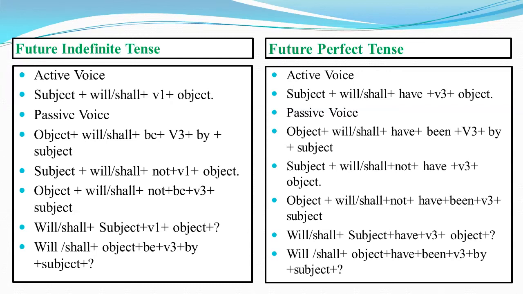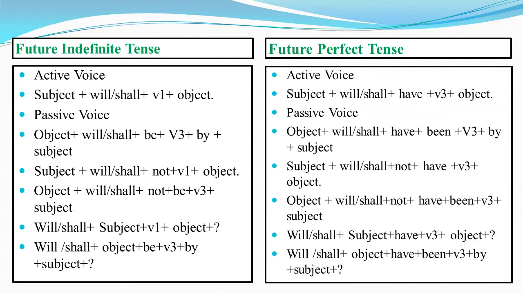Okay. And in interrogative sentences in active voice, we will write will or shall first, then subject, then have, then third form of verb, and then object, after that question mark. And in passive voice, we will write will or shall first, then object, after that have plus been plus third form of verb plus by, and then subject, and after that question mark. Okay, is that clear? Now look at the examples of these tenses.